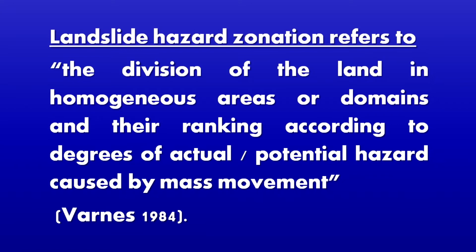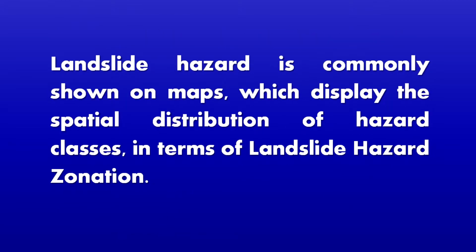In fact, landslide hazard zonation refers to the division of the land into homogeneous areas or domains and their ranking according to the degrees of actual or potential hazards caused by mass movement. Landslide hazard is commonly shown on maps which display the spatial distribution of hazard classes in terms of landslide hazard zonation.